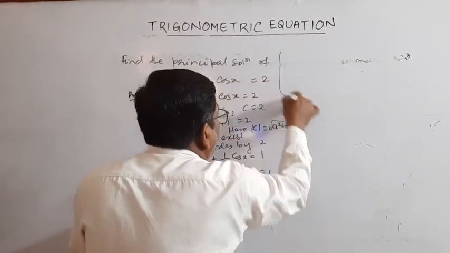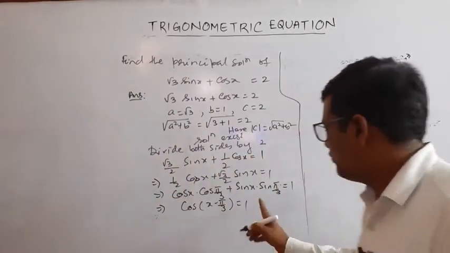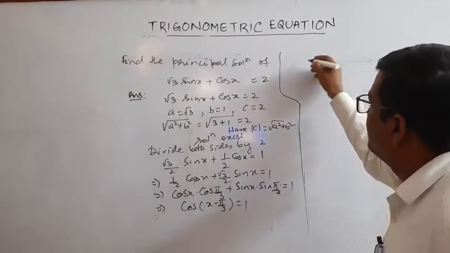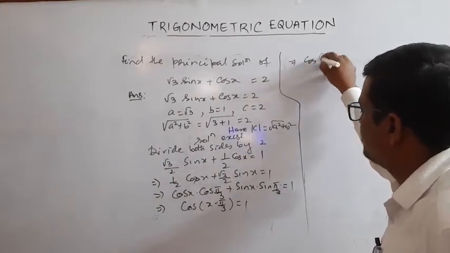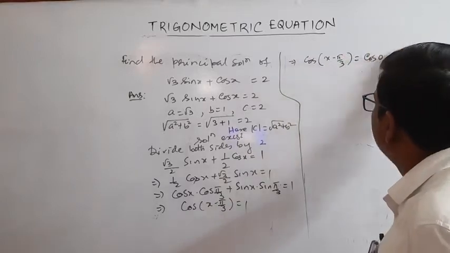Now this is the cos value 1, at which angle is it 1? That implies 0. So cos of x minus pi by 3 is equal to cos 0.